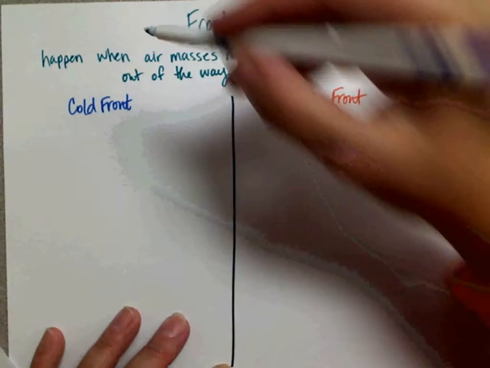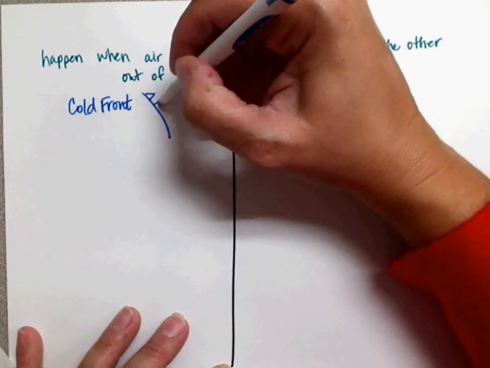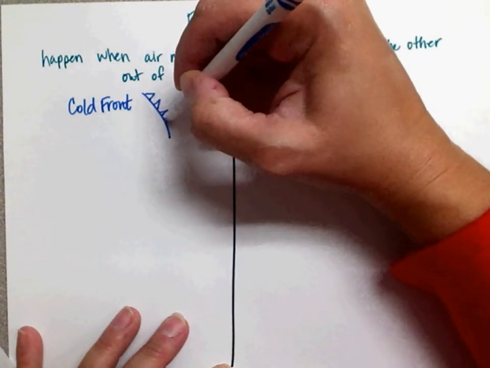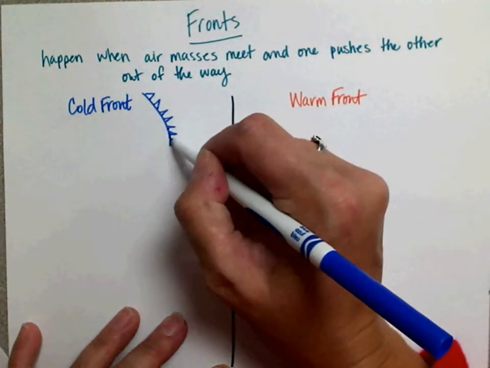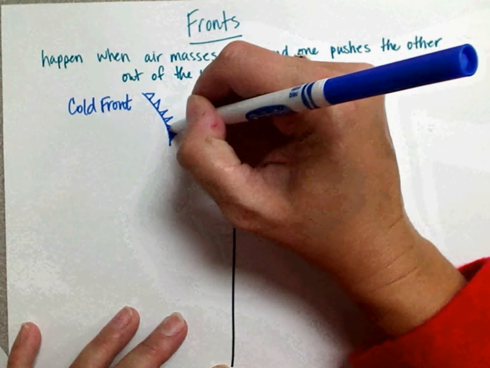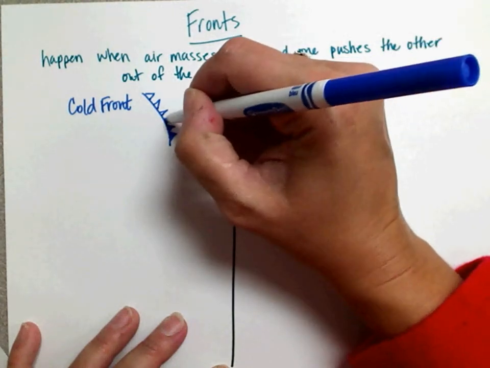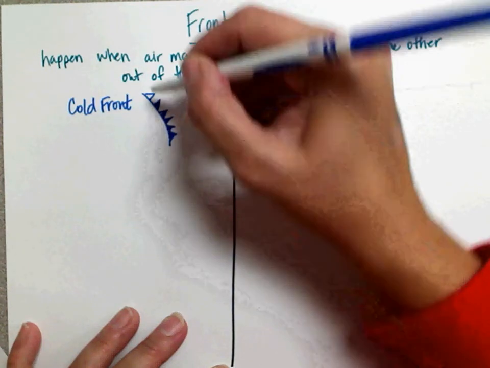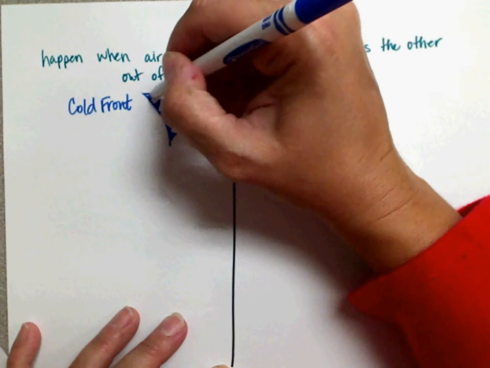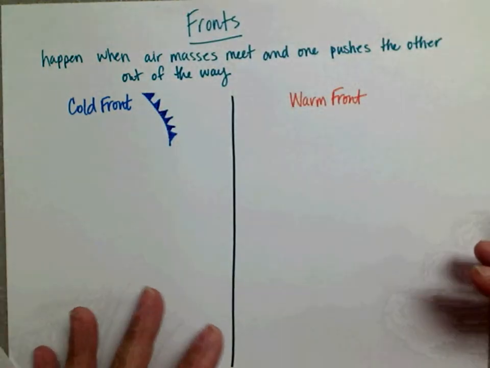Good job. Our cold front is kind of a line with triangles on it. These aren't the best triangles, and they're kind of filled in. They're typically black on the paper anyway. But cold fronts always have the triangles. And you can remember that like a snowflake or something.